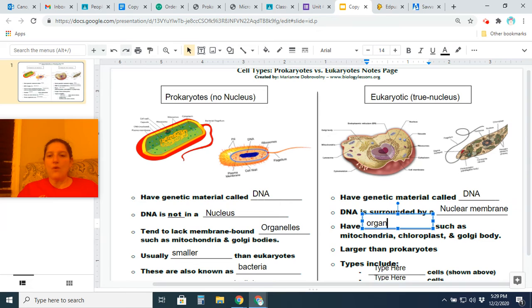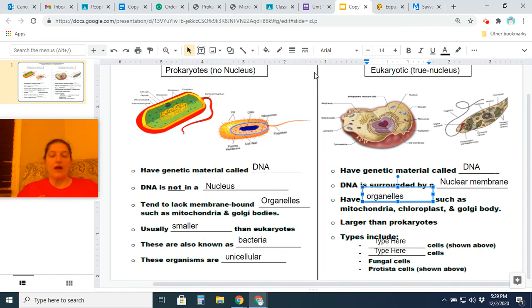Eukaryotic cells also have organelles. Mitochondria, chloroplasts, Golgi bodies, vacuoles, these are all organelles, itty bitty tiny organs inside those cells that have specific functions. Prokaryotic cells tend to be very, very small, so eukaryotic cells tend to be much larger than prokaryotes. All animal cells are eukaryotic. All plant cells are also eukaryotic.